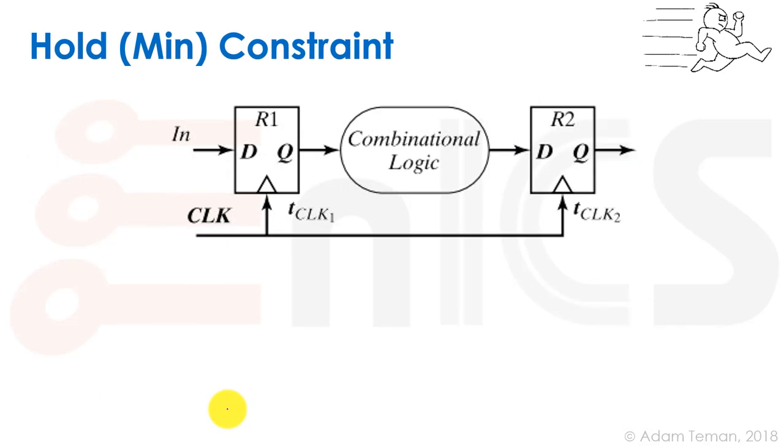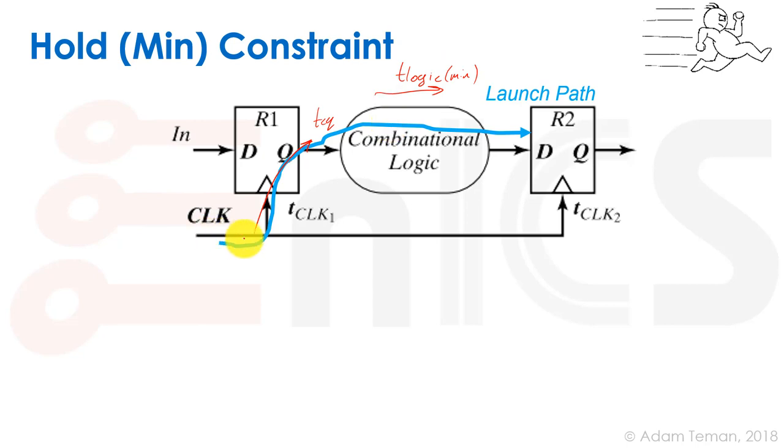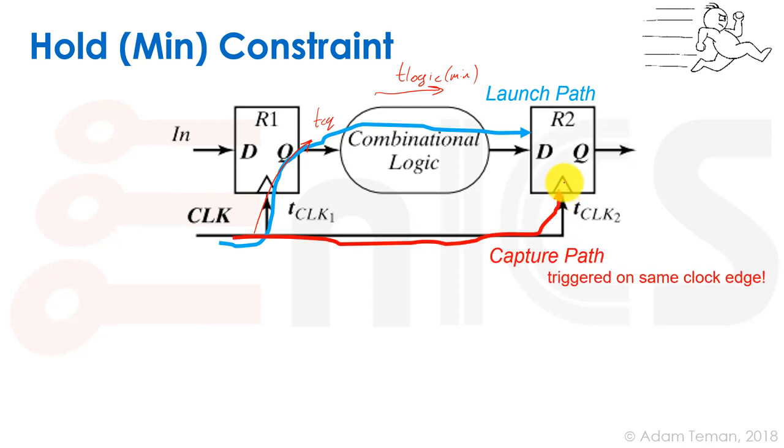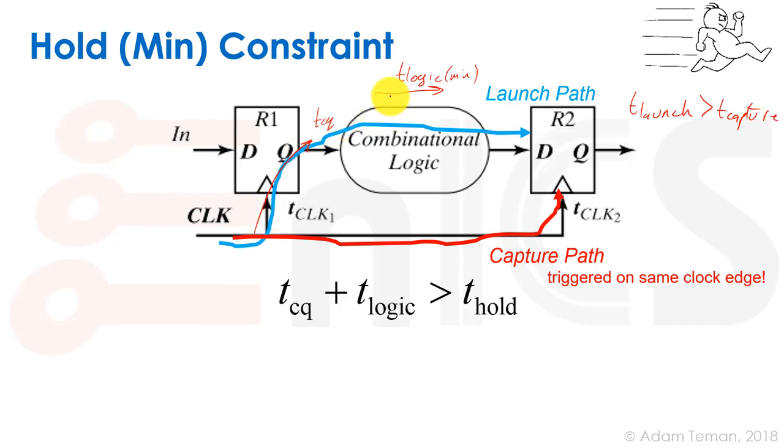So let's look at that again, looking at the capture and the launch path. The launch path in this case is again this TCQ plus this T logic. But it's going to be some sort of a minimum logic. It's also going to be some sort of a minimum TCQ. On the other hand, our hold path, well, we don't have a big T because it's according to the same clock edge, but we do have a hold time constraint. This is the capture path that's triggered on the same clock edge. And what we see is that we want this launch path, T launch, in this case, to be bigger than T capture. That's our max delay, min delay constraint, our hold constraint. So it comes out TCQ plus T logic has to be larger than the T hold of this register.